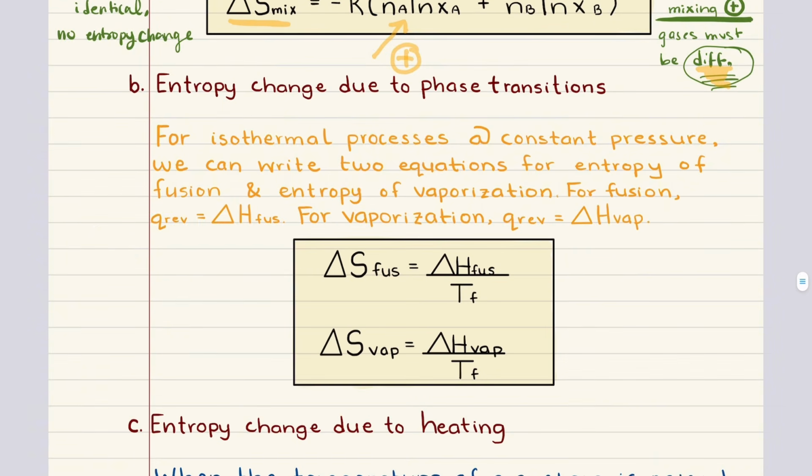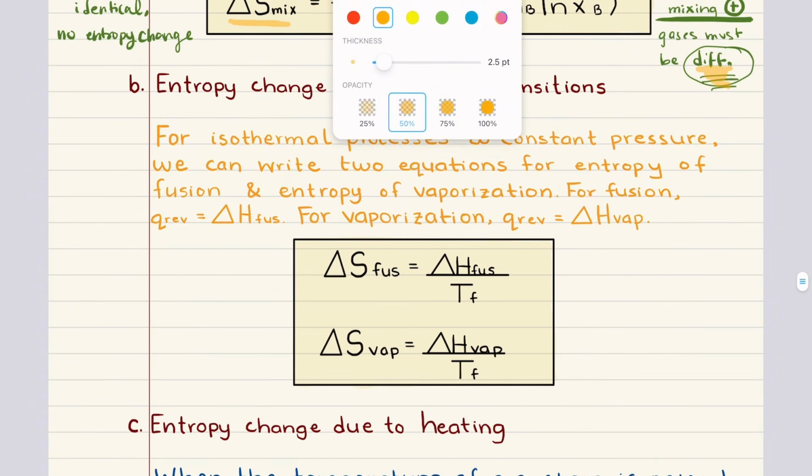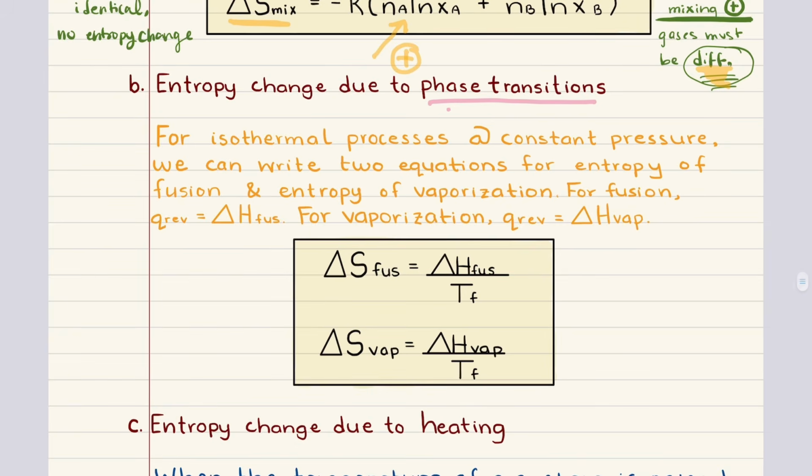Next, let's discuss the entropy of phase transitions like melting and vaporization. Phase transitions are special because they happen at constant temperature and constant pressure. During phase transitions, the heat that's absorbed is being used to break intermolecular interactions and reorganize the system into a new phase. So how do we write the entropy change for such processes?